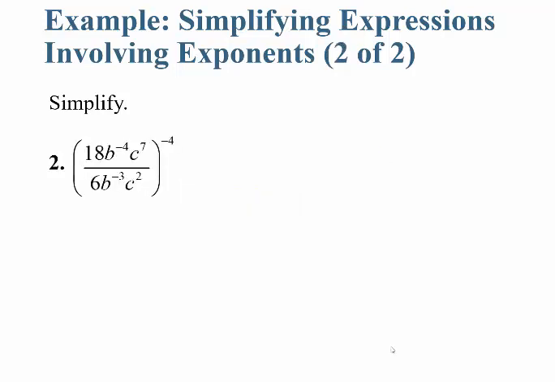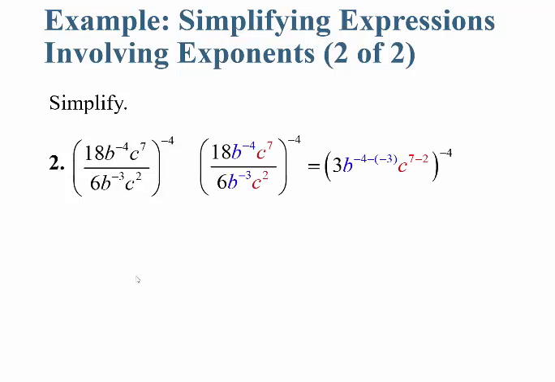Let's try this crazy one. I have this craziness in here with some negative exponents, and then I have a negative exponent on the outside. So first off, clean up the inside. 18 divided by 6 gets me 3. This is b to the negative 4 minus negative 3, and c to the 7 minus 2. When I simplify these simple subtractions, I get 3b to the negative 1, c to the 5th.